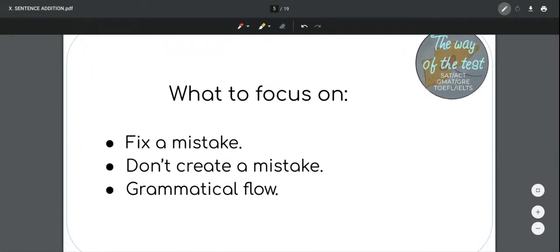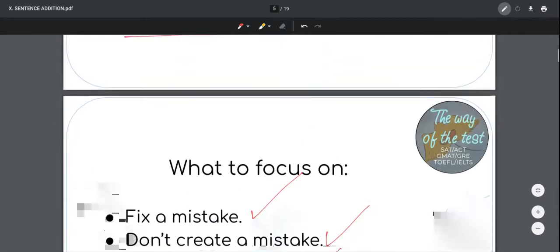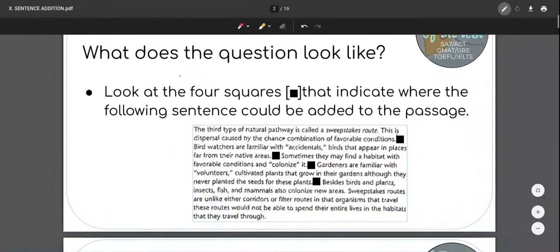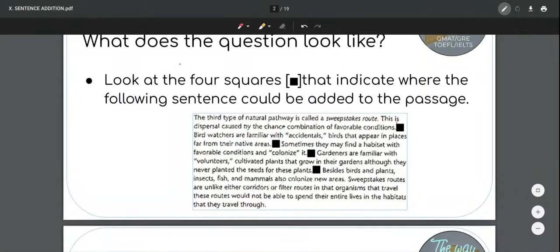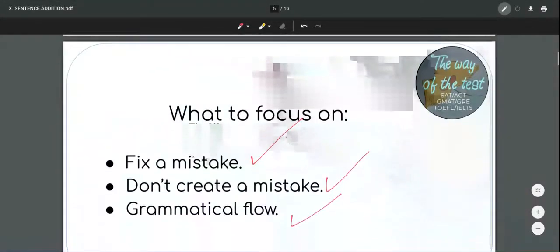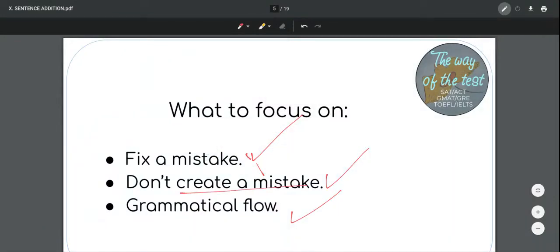Basically, the 3 things that we're going to focus on are fixing a mistake, not creating a mistake, and grammatical flow. What do I mean by this? Again, there are 4 black squares and the sentence goes in one of those. So let's say I have my sentence and it looks like this. I'm going to try it out in the first square, and I'm going to look for the 3 things. Am I fixing a mistake? Am I creating a mistake? Am I creating or fixing grammatical flow? Those are the 3 things that we're going to focus on, and we're going to look for them in all of the black squares.